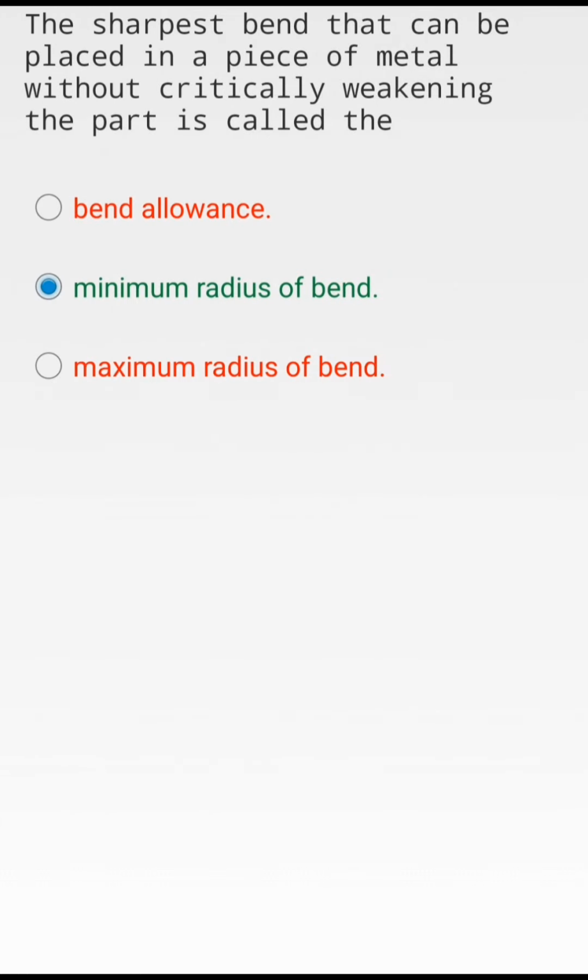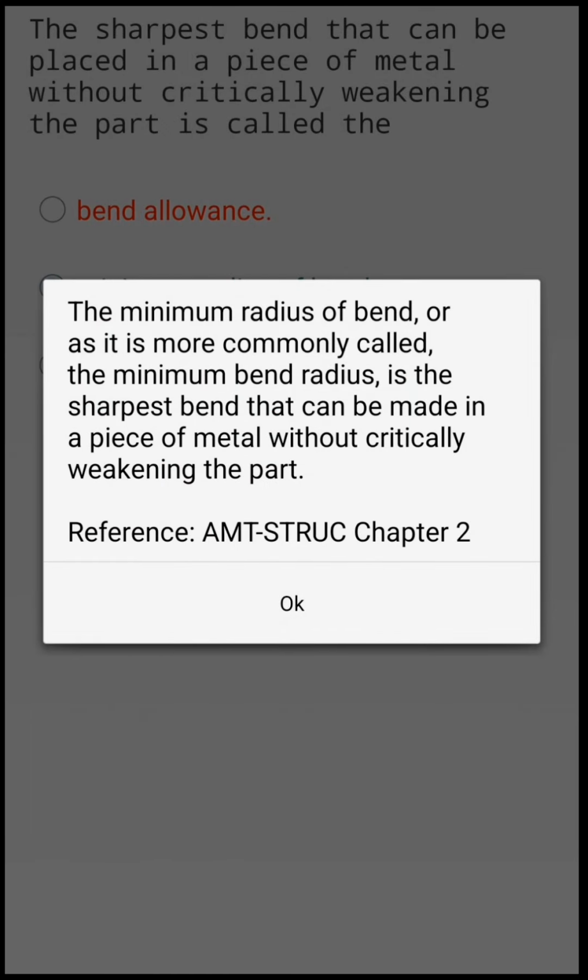The sharpest bend that can be placed in a piece of metal without critically weakening the part is called the minimum radius of bend. The minimum radius of bend, or as it is more commonly called, the minimum bend radius, is the sharpest bend that can be made in a piece of metal without critically weakening the part.